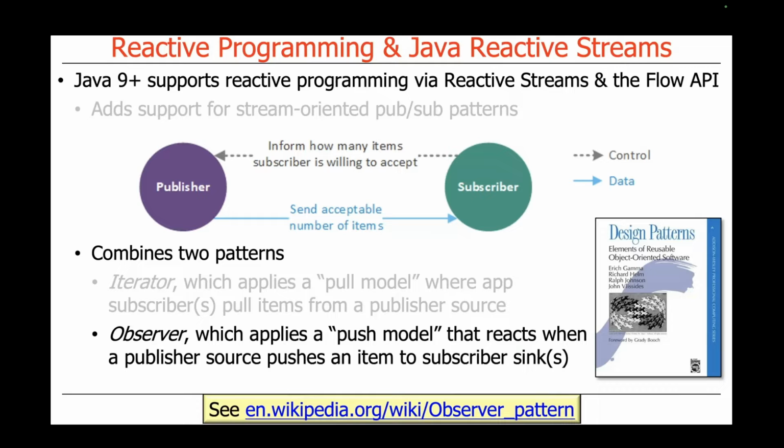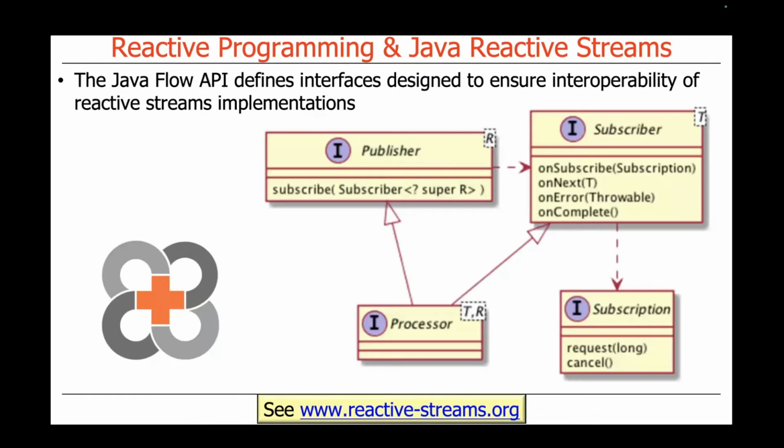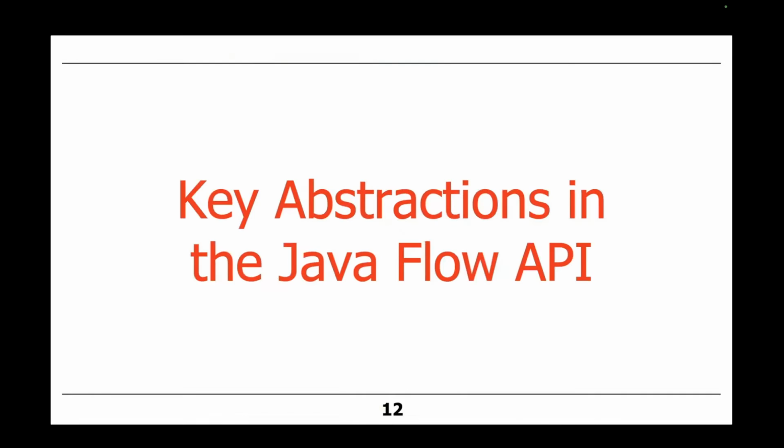So we've got sources, which are publishers, and we have subscribers, which are sinks. They handle the data, they consume the data. And this, of course, is based on the iterator and observer patterns. The Java Flow API defines a set of interfaces that are designed to ensure interoperability of different implementations of the Reactive Streams API. And you can see that there are basically four of them: publisher, subscriber, processor, and subscription. And we'll talk about each of these as we go through the different examples and other illustrative case studies.